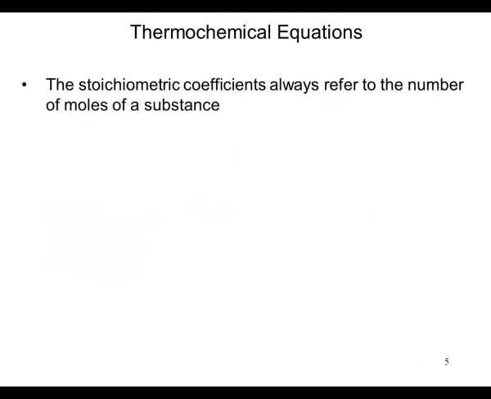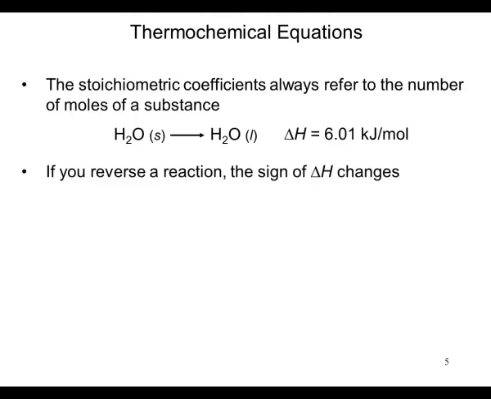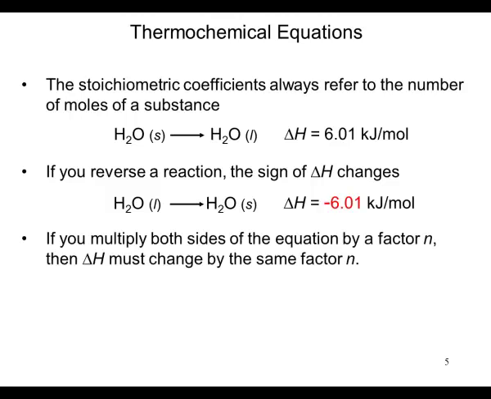The stoichiometric coefficients always refer to the number of moles of a substance in thermochemical equations. The conversion of water solid to water liquid has a delta H equal to 6.01 kilojoules per mole. If you reverse the reaction, the sign of the delta H changes. Water liquid becoming ice, water solid, delta H is a negative 6.01 kilojoules per mole.